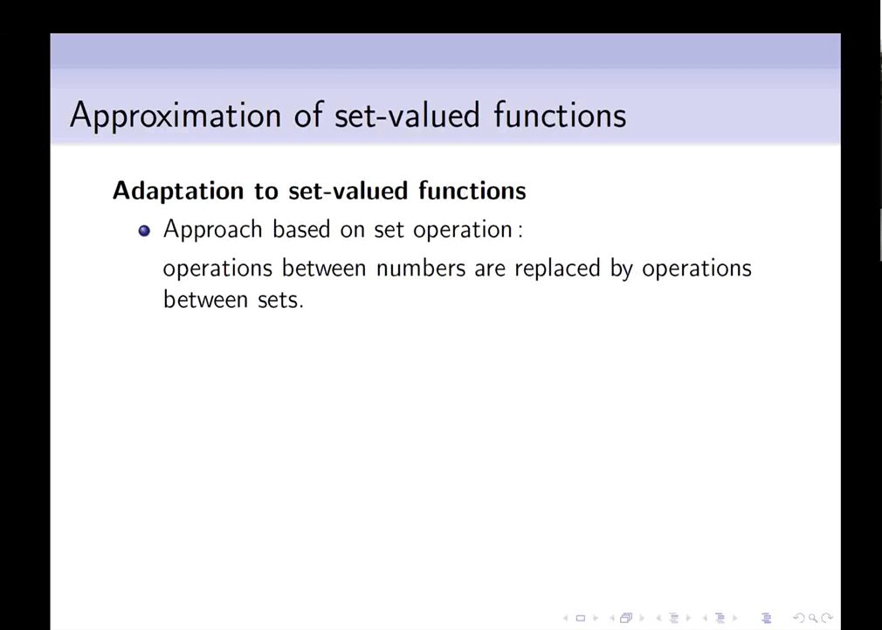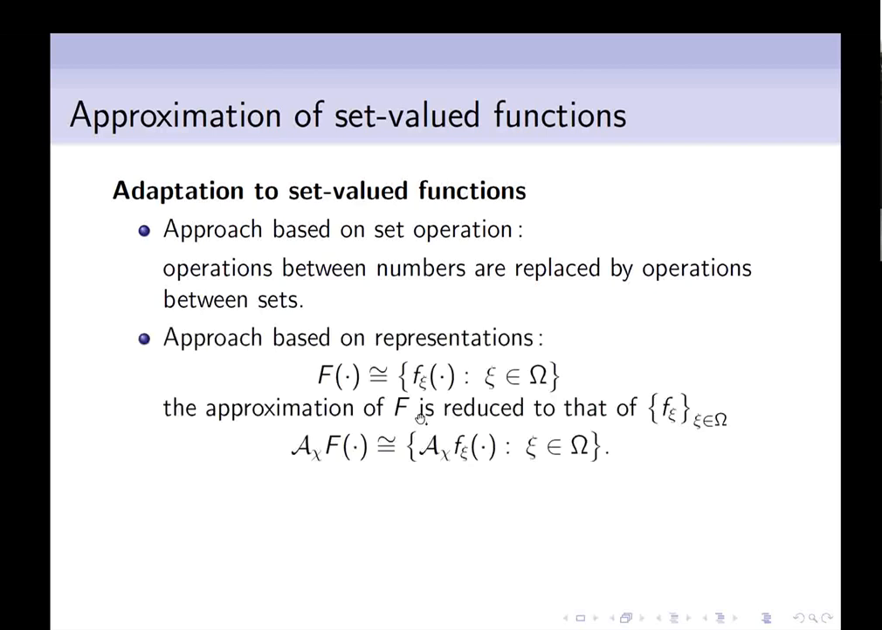So here we have to replace operations between numbers by appropriate operations between sets. In the second approach, which is based on representations of set-valued functions, first we have to find a representation of F by a collection of single-valued functions. And then the approximation of F is just reduced to that of representing single-valued functions. So this is the second approach.